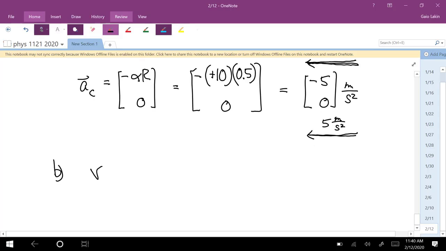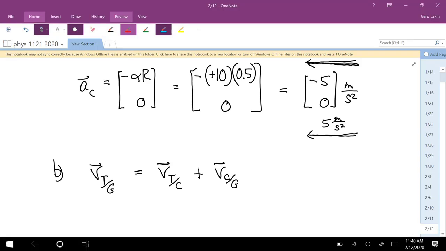Well, the velocity of the top relative to the ground, we can think of using the relative motion equations as the velocity of the top relative to the center plus the velocity of the center relative to the ground. This one is what we just calculated. This one comes from the rolling without slipping equations.